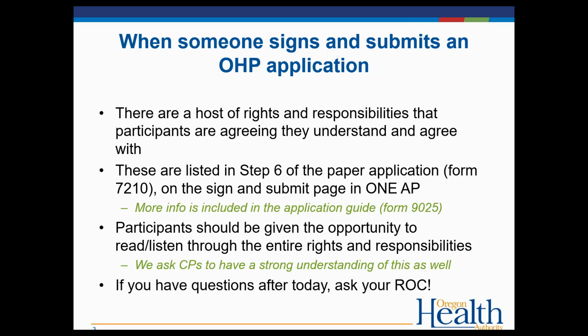However, there is some information that is not on the application at all. You have to look into the application guide, and its official form number is 9025, for that information. We want to make sure that we are always giving applicants and OHP members an opportunity to either read for themselves or listen through the entire rights and responsibilities in that section on the application.